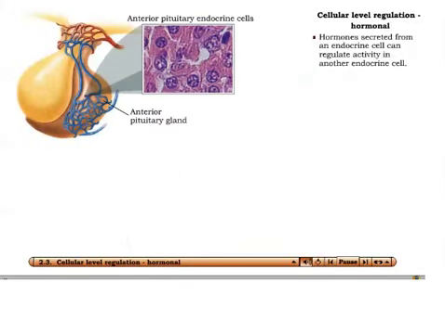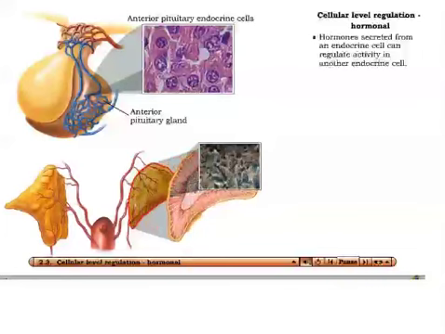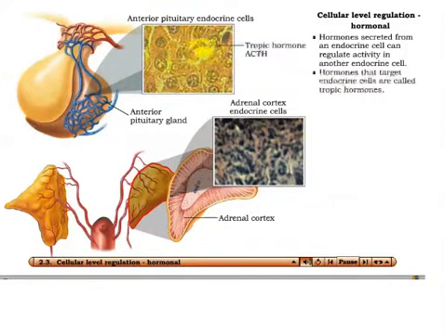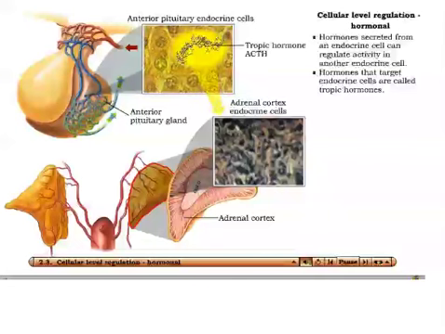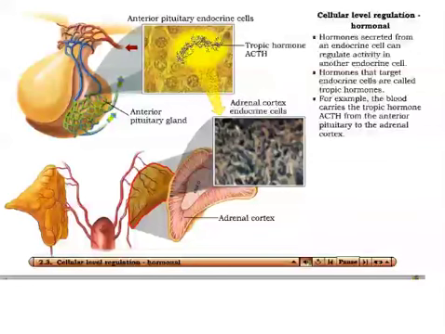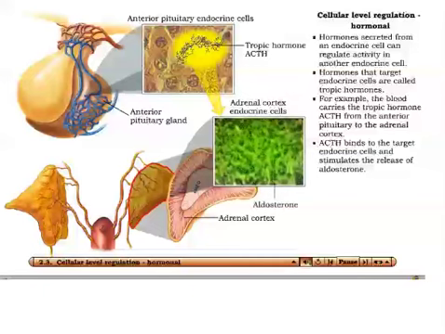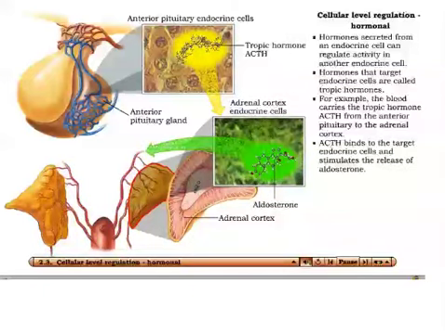Hormones secreted from one endocrine cell can regulate the activity of another endocrine cell. Hormones that target endocrine cells are called tropic hormones. Here, the hormone ACTH is secreted from the anterior pituitary and travels in the blood towards the adrenal cortex, its target cell. The hormones bind to the target endocrine cells and control their activity.